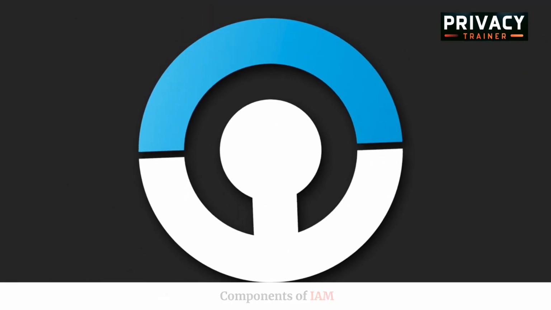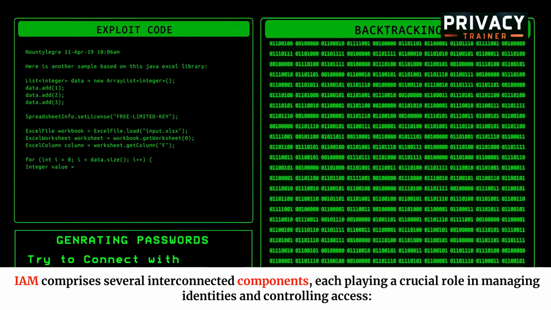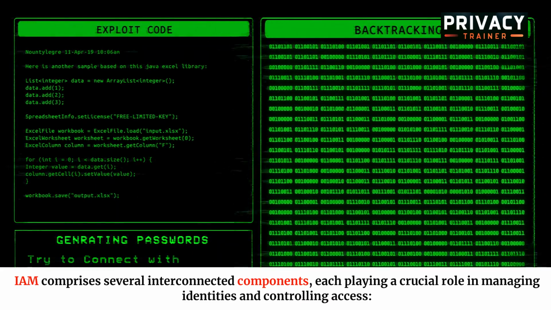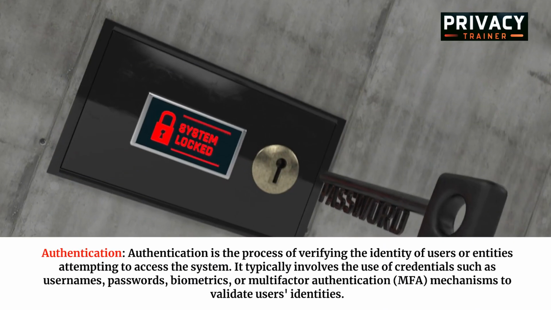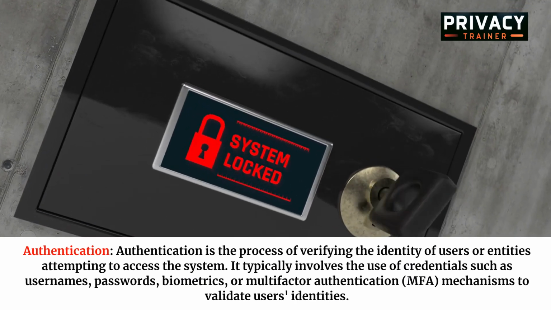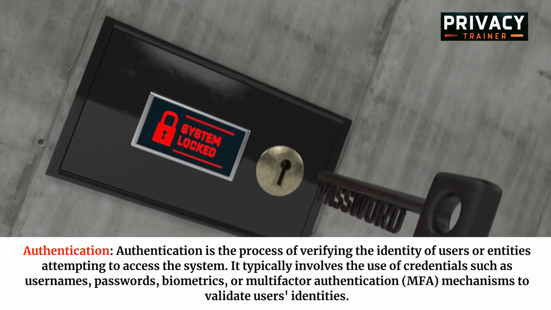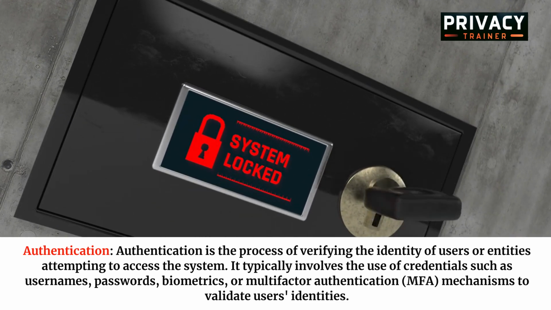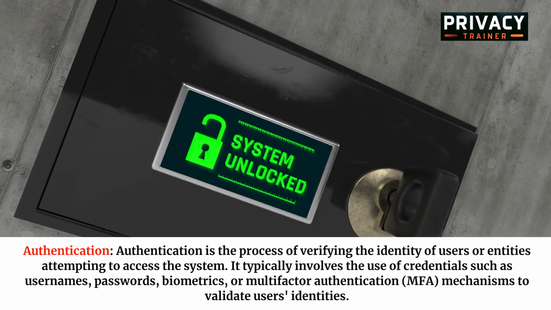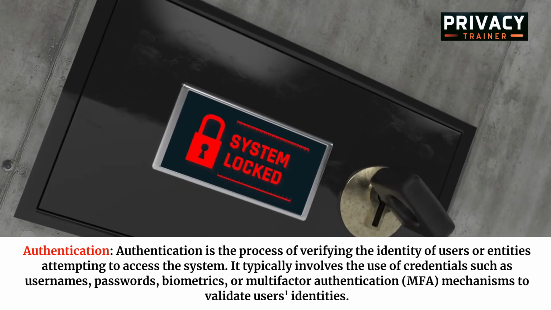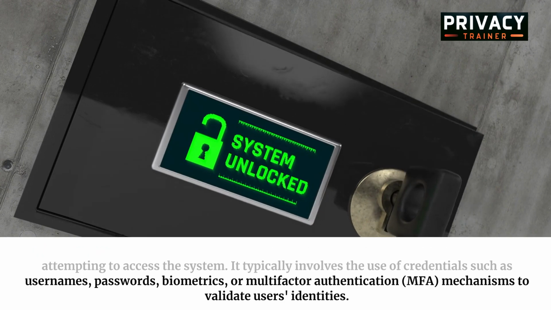Components of IAM. IAM comprises several interconnected components, each playing a crucial role in managing identities and controlling access. Authentication. Authentication is the process of verifying the identity of users or entities attempting to access the system. It typically involves the use of credentials such as usernames, passwords, biometrics, or multi-factor authentication, MFA, mechanisms to validate users' identities.